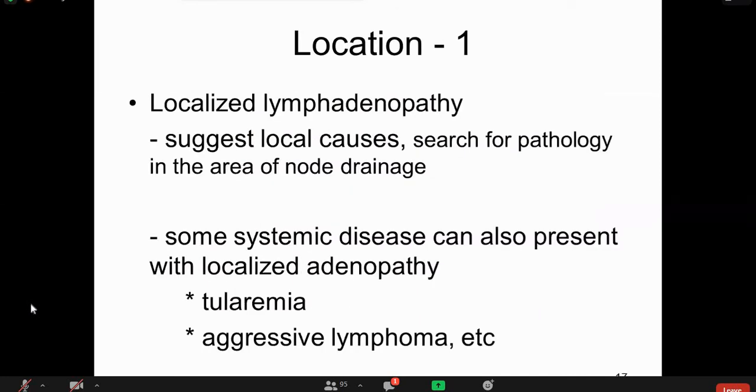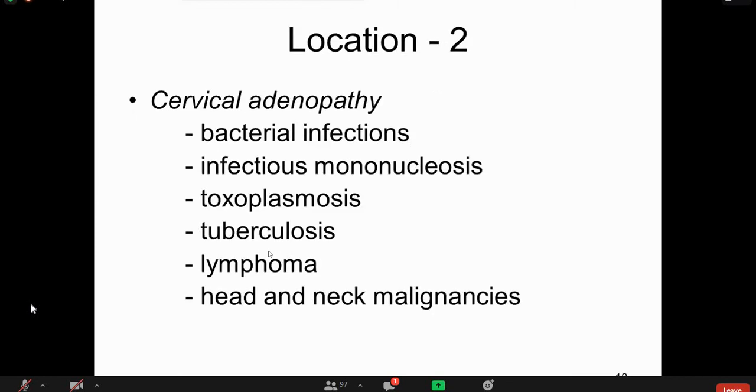So, localized lymphadenopathy suggests local causes. Search for the pathology in the area of the draining lymph node, as we discussed already. Some systemic diseases can also present with localized adenopathy, like tularemia, aggressive lymphoma. Please remember, lymphoma does not mean that all the lymph nodes have to be enlarged. If the disease is at a very early stage, even a single lymph node can be the presenting symptom. So be vigilant while evaluating the symptoms of the patient.